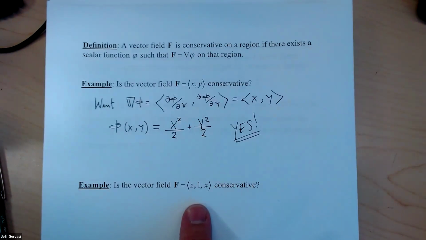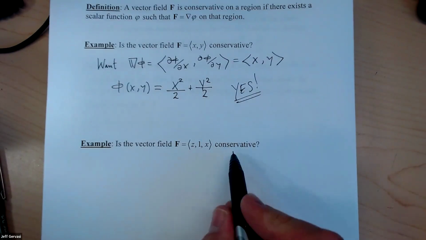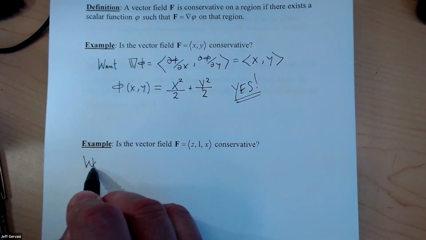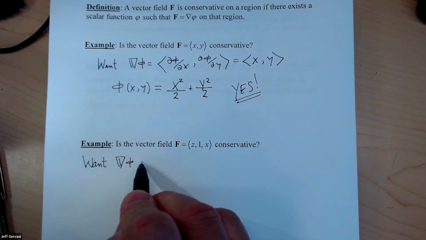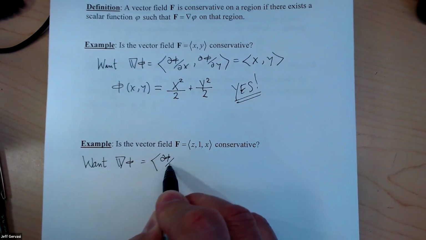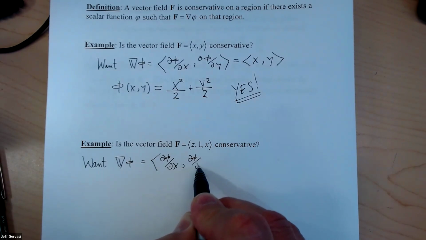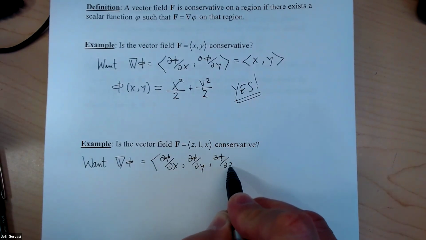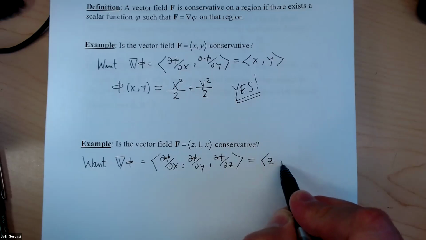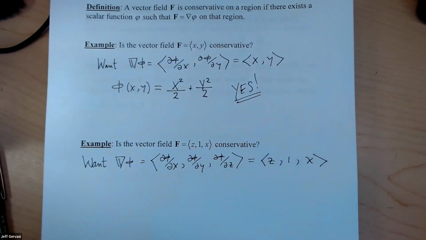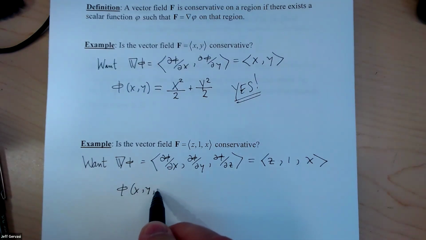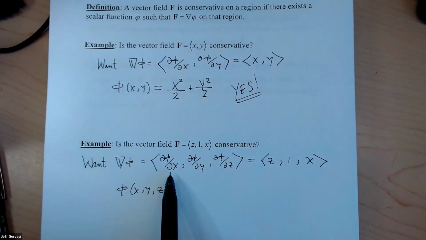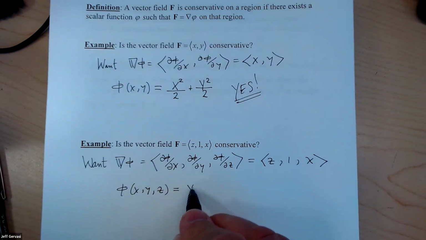Okay. Well, what about this three-dimensional vector field? Is it conservative? Well, let's see. We want the gradient of some scalar function phi, which by definition is this, to equal our vector field F. Give me a function phi whose derivative with respect to x is equal to z. What would that look like? Yeah, xz. Good.